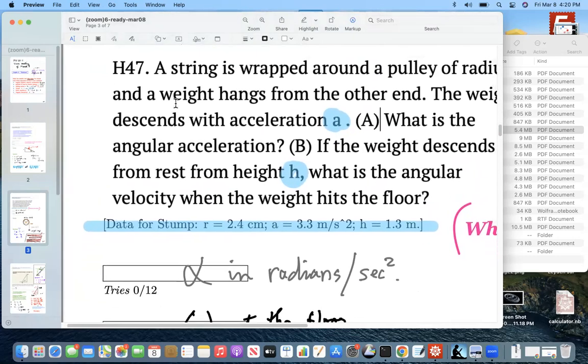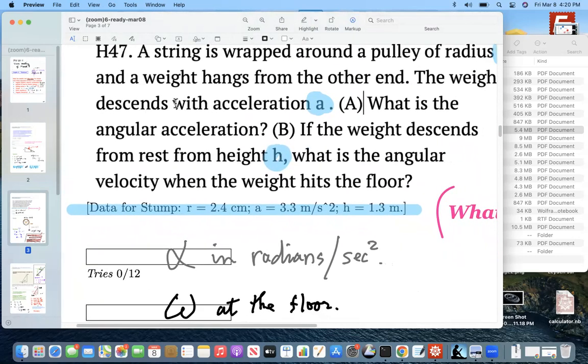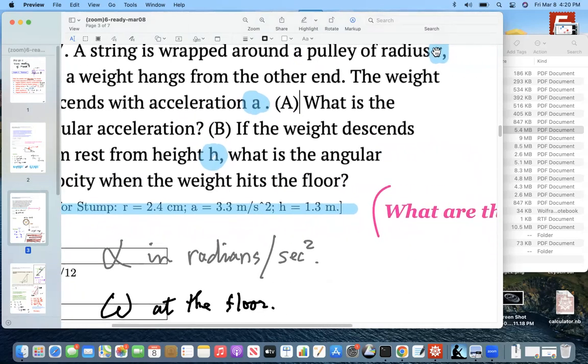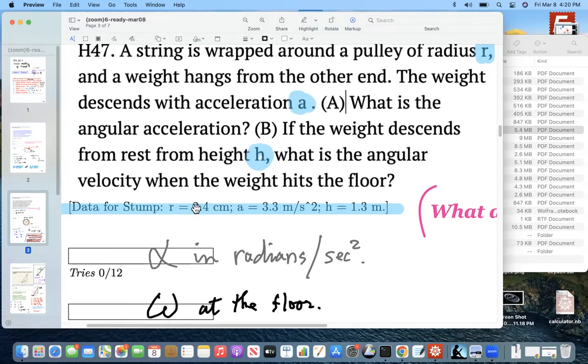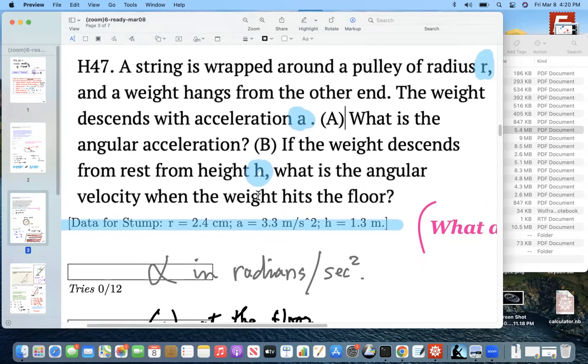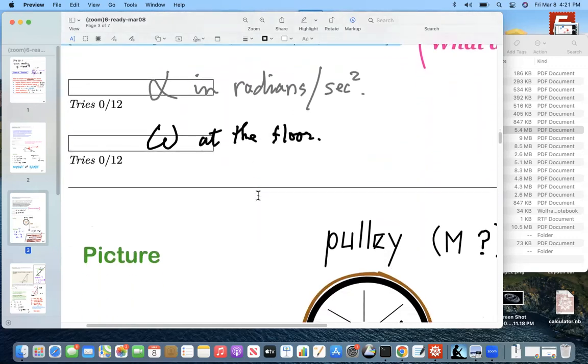Let's see, what's given is the acceleration. That's 3.3 meters per second squared. The radius, that's 2.4 centimeters. And the height that the weight drops from.